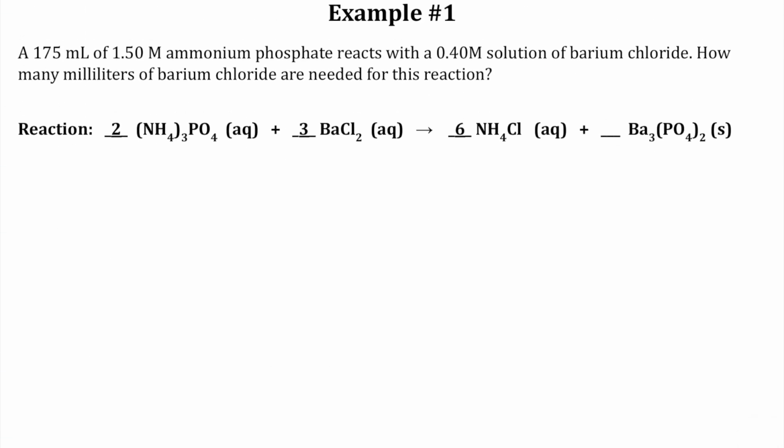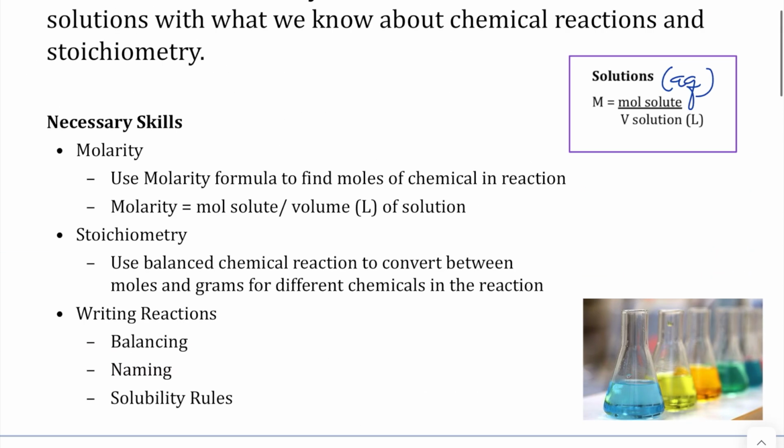I already have the reaction for us. 175 milliliters of 1.5 molar ammonium phosphate reacts with 0.4 molar solution of barium chloride. How many milliliters of barium chloride are needed for this reaction? As we are looking at these, we're going to bounce back and forth between molarity calculations and stoichiometry.